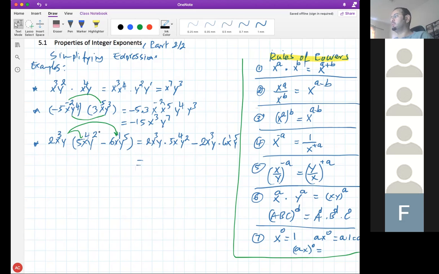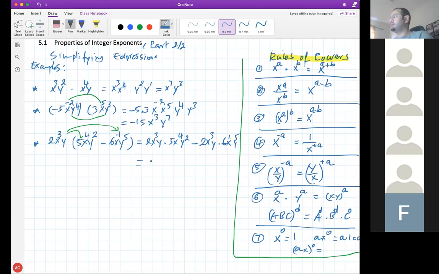Professor, 6x and minus 1. That's right. This is a minus, hidden here. So we have a minus. Will be 10x^7 y^3. Okay, let's see. That's right.